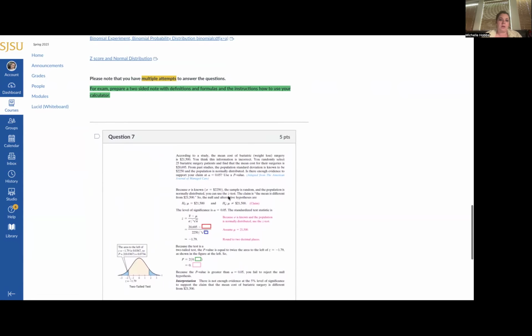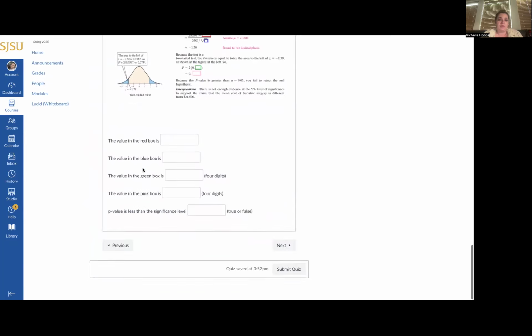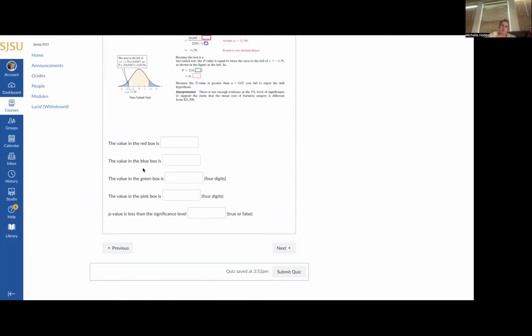Okay. This actually helps me with locating where the answers are on these things.